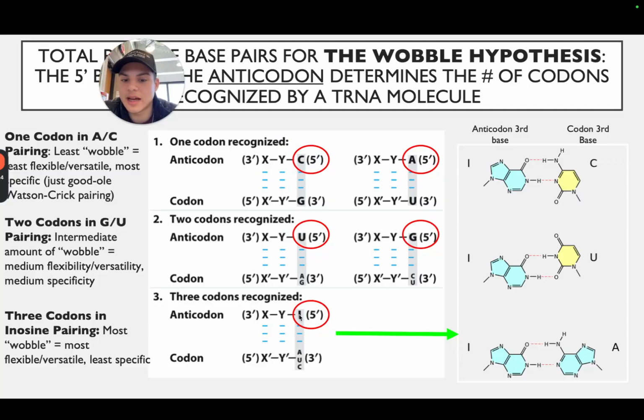And if you have an I, which is just the inosine, again, inosine is like the precursor for the purines, so the A and the G, if you guys remember that lecture. So the inosine can bind to an A, a U, or a C, but not a G. That's just something you should know: there's the most amount of wobble here, and it's the most flexible and least specific. And remember, the inosine is not on the mRNA, it is on the tRNA. The tRNA may have this inosine and it allows for that extra wobble to occur.